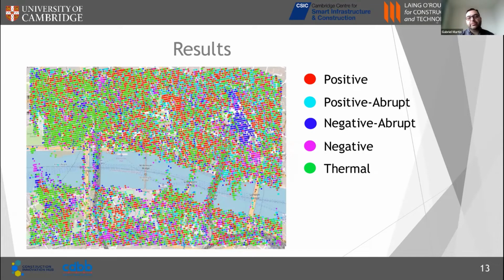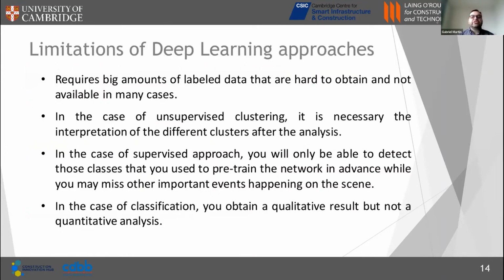activities were performed. However, the problem of this methodology is that you are only able to detect those things that you have pre-trained your network for. So if there is something else going on that you are not aware of, you won't be able to see it. So these are some limitations of the deep learning approach that we are proposing.